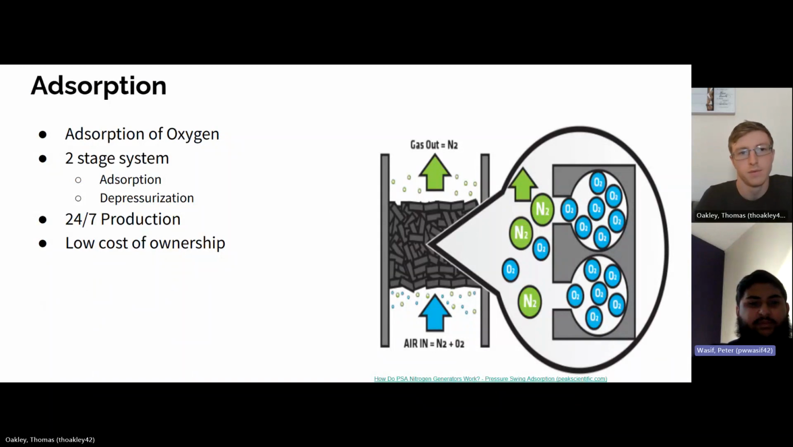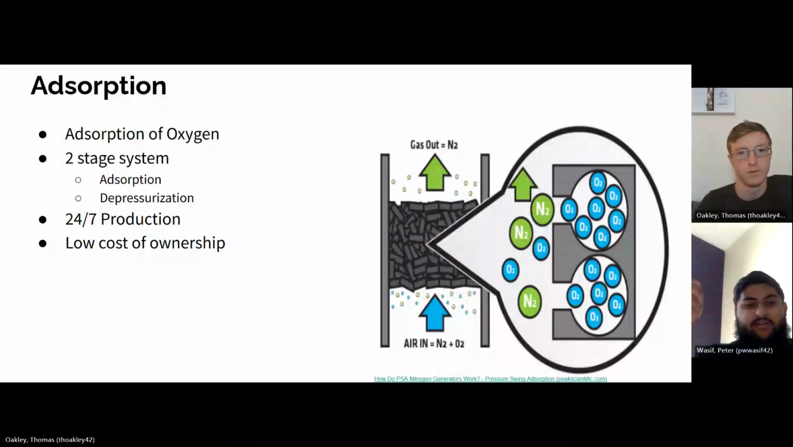So the adsorption of the oxygen is a two-stage system: the adsorption plus the depressurization. As you can see in the image, we have the process that happens within the columns where the nitrogen and oxygen pass through the material and then push the nitrogen gas out.